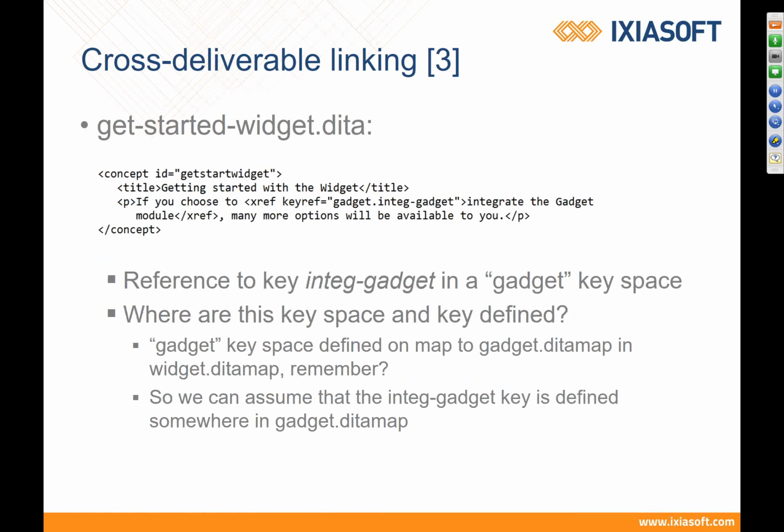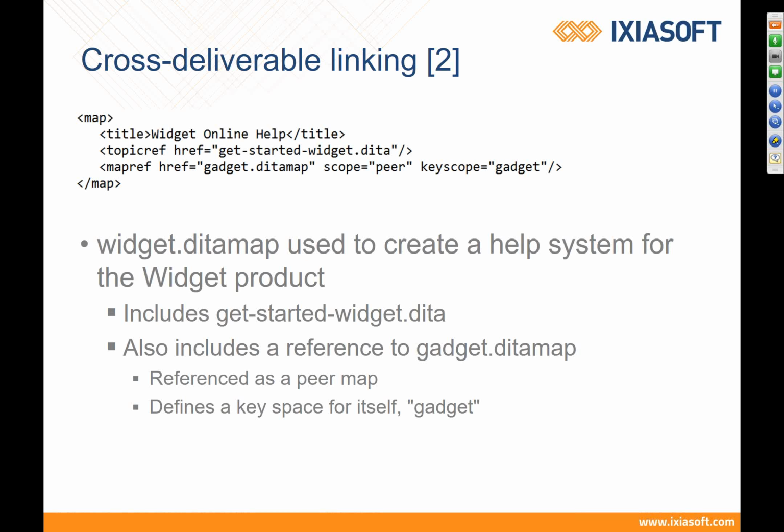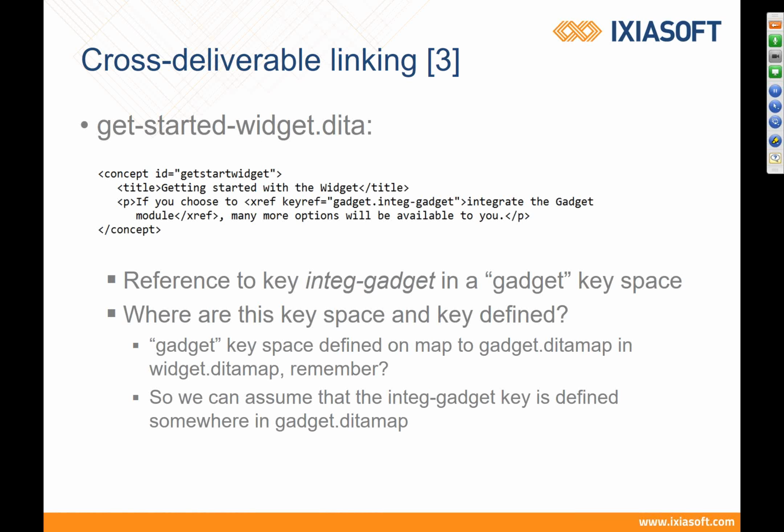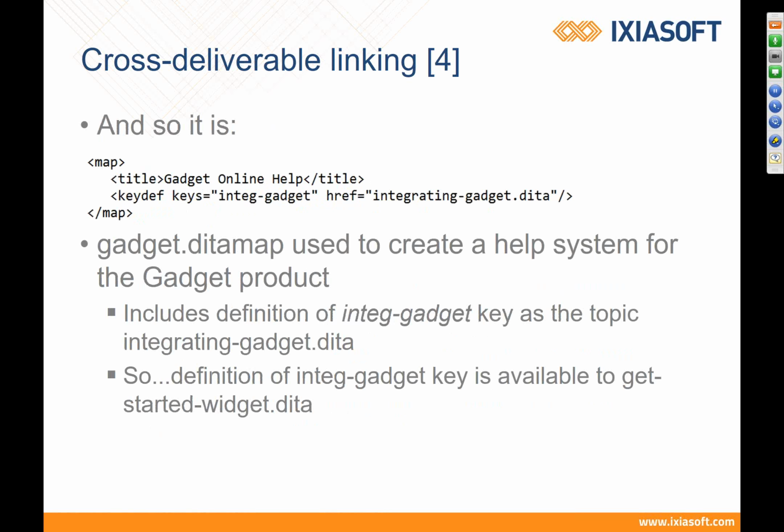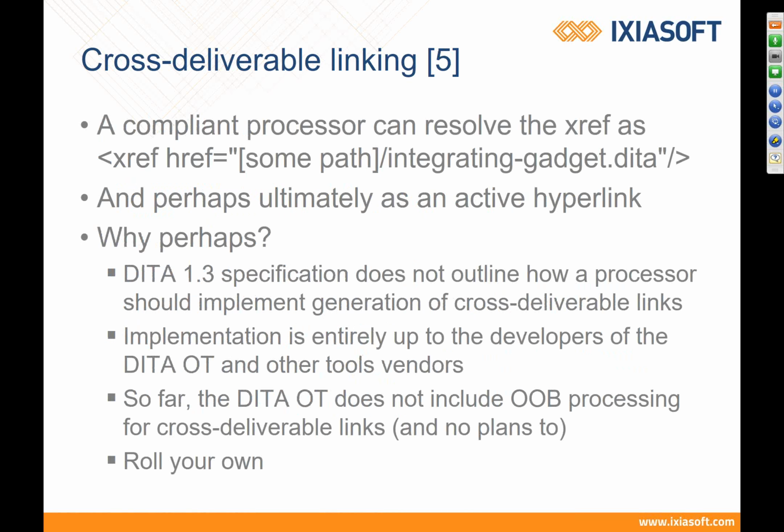So this topic, which is inside of the widget map, has access to the integ gadget key by virtue of the fact that the gadget DITA map, which defines that key, is referenced inside of the same map that references the Get Started Widget topic. So a compliant processor can resolve that cross-reference as something like xref href equals some path integrating gadget.dita, and perhaps ultimately as an active hyperlink.